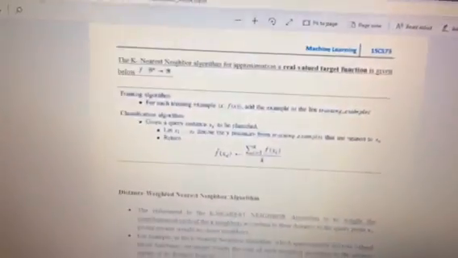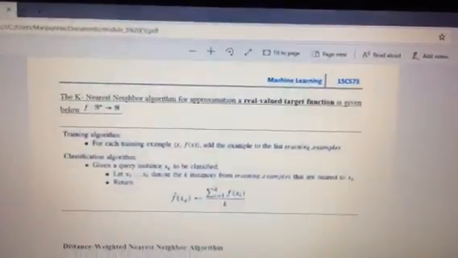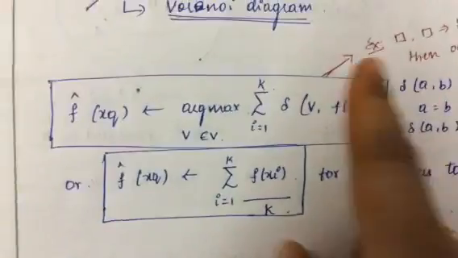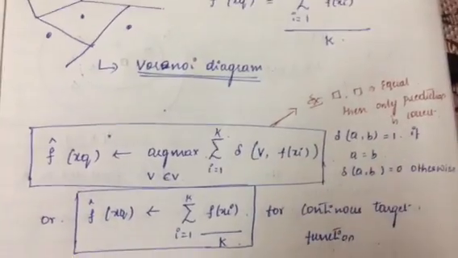So this is the k nearest neighbor algorithm. You have to write it along with this one extra formula which is given in your notes. Note down the example also.